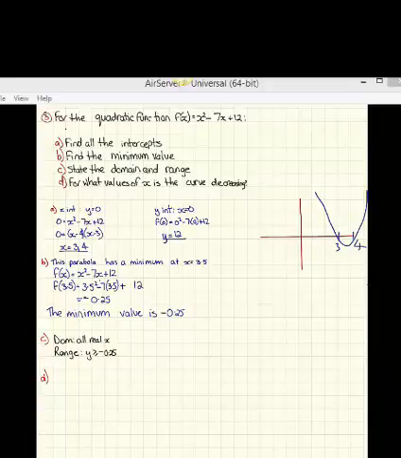but for what values is this decreasing? So decreasing function means what? Well, it means that the values are getting smaller. So this is a decreasing function for everything up to x is equal to 3.5. So for what values of x is the curve decreasing? Well, it's decreasing for all x less than or equal to 3.5. So up until 3.5, this function decreases, and then it starts increasing.